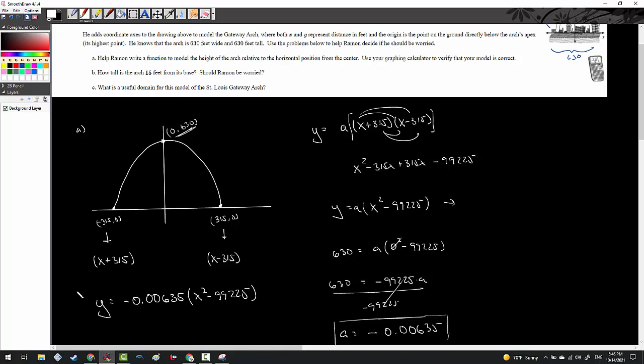We just found the equation that models the St. Louis Arch. That way we can figure out the distances and figure out if that 30-foot statue is going to fit underneath the arch. So from here it says, how tall is the arch 15 feet from its base? Should Ramon be worried? There's a couple of mistakes that can be made here, and I want to warn you about them. 15 feet from its base.